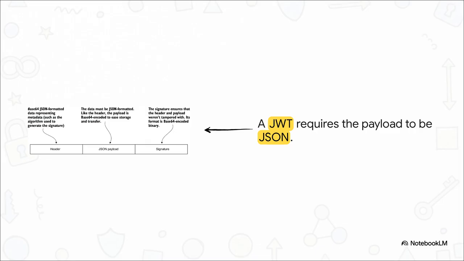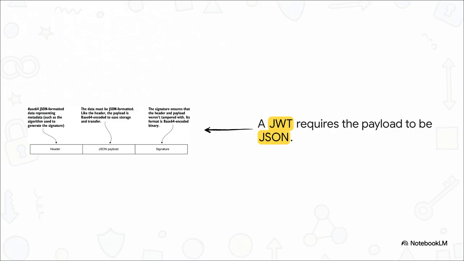A JWT, or JSON Web Token, is simply a JWS or a JWE with one strict mandatory rule added on top. The payload absolutely must be a JSON object. Remember how JWS and JWE can carry any sequence of bytes? A JWT cannot. It has to be JSON. Furthermore, this JSON payload contains standard fields called claims. For example, a claim called sub is standardized to represent the subject, meaning the ID of the user to whom the token belongs.